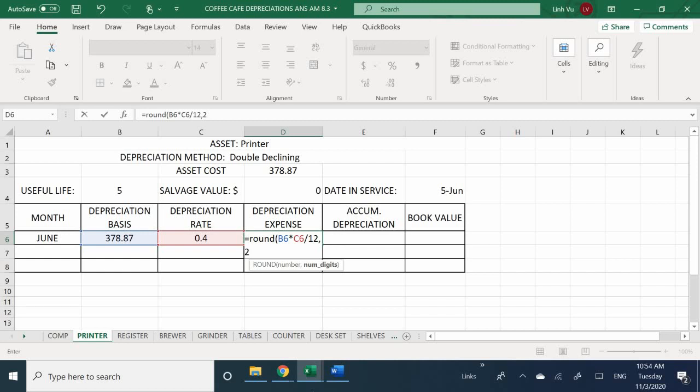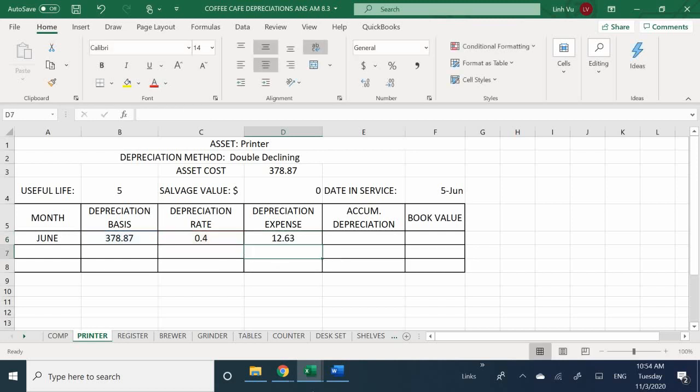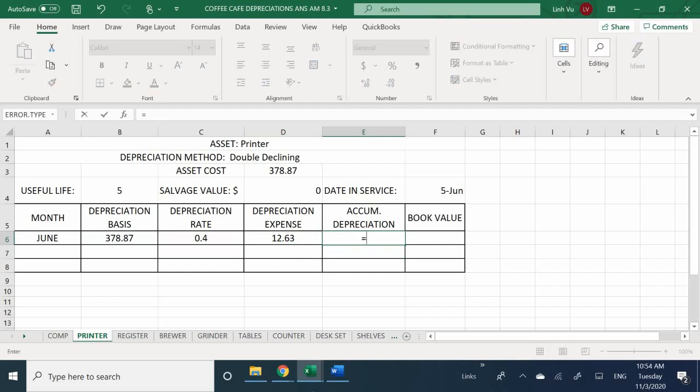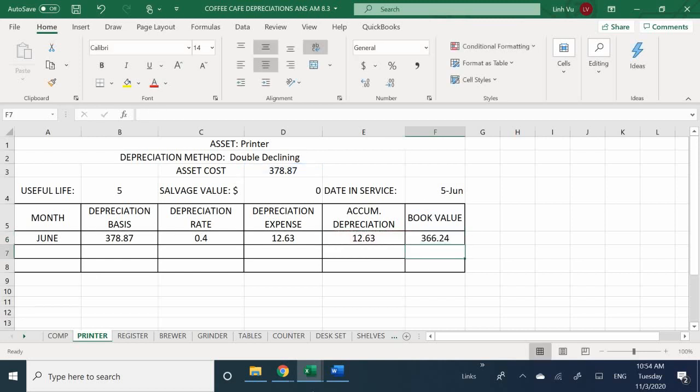378.87 times 0.4, divided by 12, is 12.63. Right, because that's our first one. What is our book value going to be? 366.24. Okay. Good.